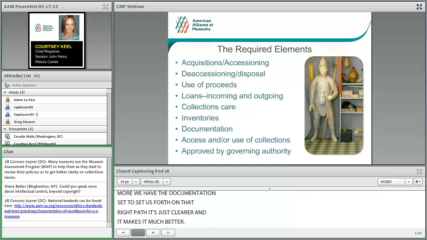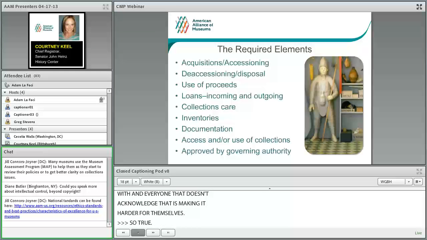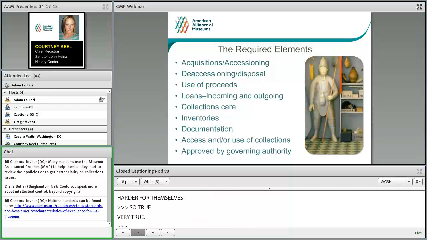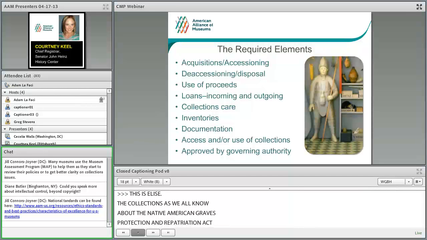So true. Very true. This is Elise. One thing I'd like to point out with access and use of collections, as we all know about NAGPRA, the Native American Graves Protection and Repatriation Act, and now more so the importance of indigenous rights, we're really having to look at how we allow people to access and use the collections, the sensitive collections that we have.